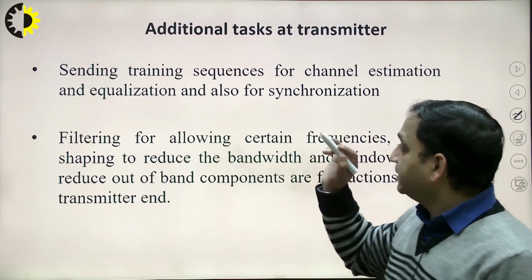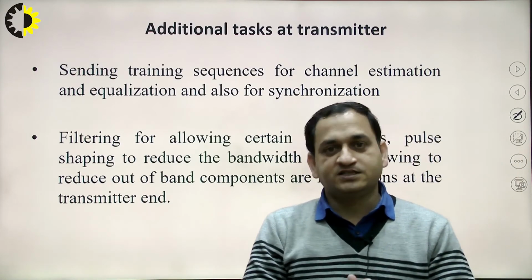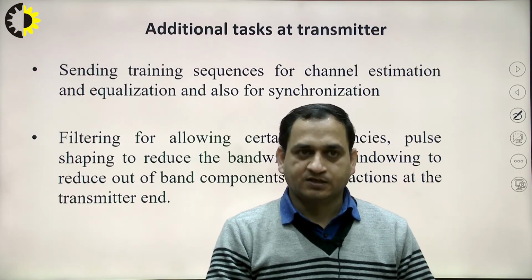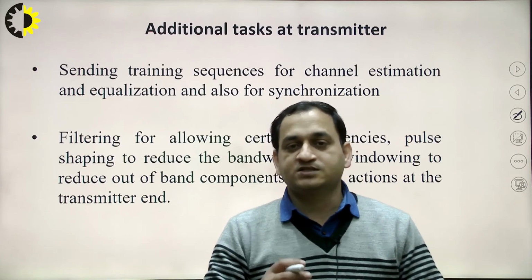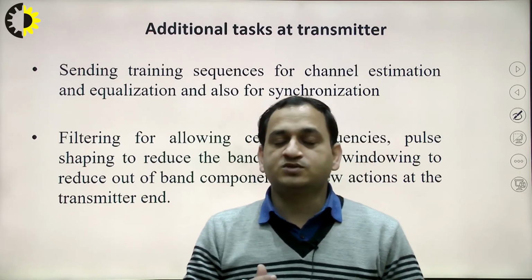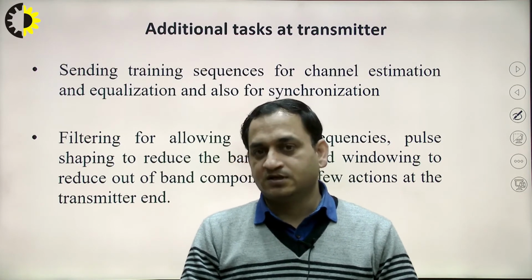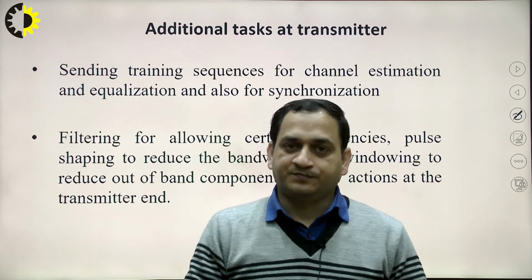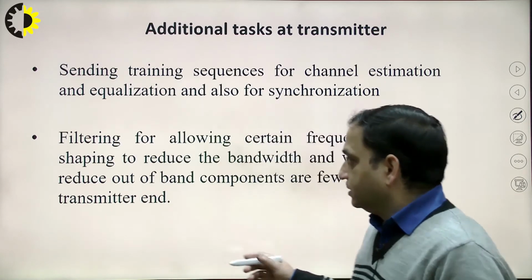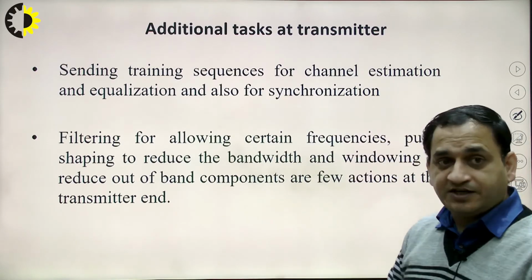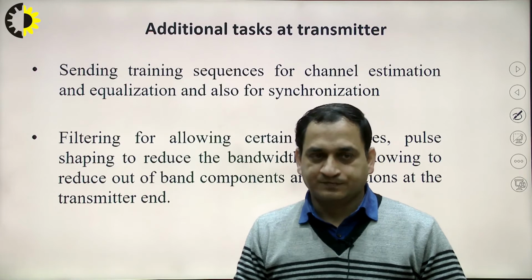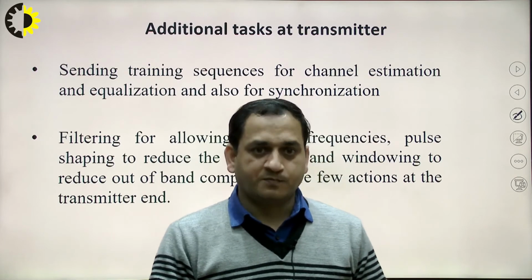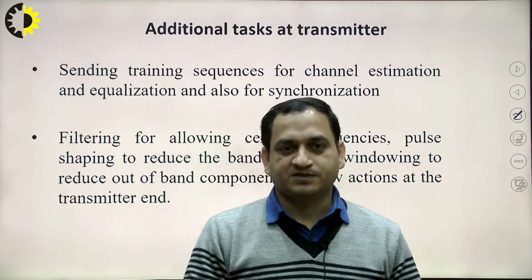And then the next point is, at the transmitting side itself, sending training sequences for the channel estimation and equalization, and also for the synchronization. Okay. So, training sequences are just like a sequence of ones and zeros. Those sequences can be added at the transmitter, so that when it is received at the receiver, it can be detected correctly, right. Next is the filtering for allowing certain frequencies, pulse shaping to reduce the bandwidth, and windowing to reduce out of the band components, which are a few actions at the transmitter end.